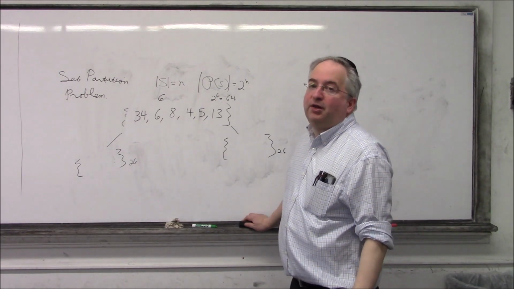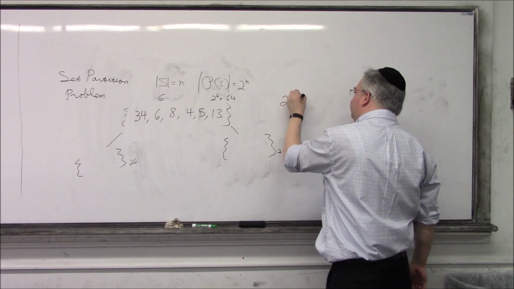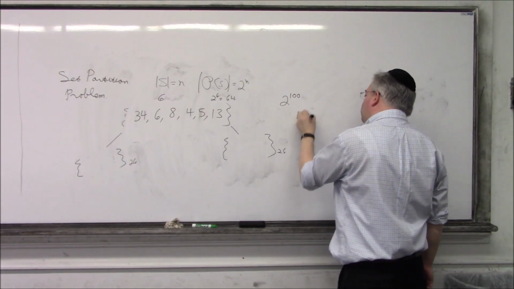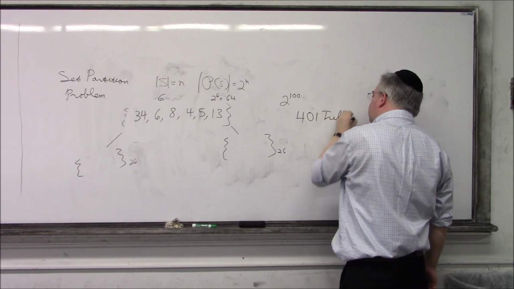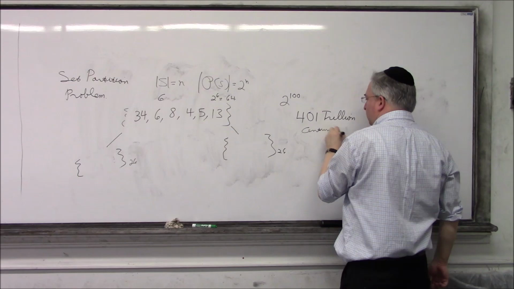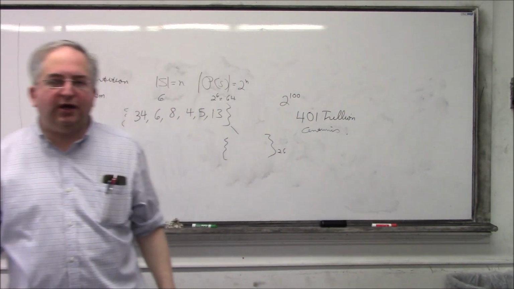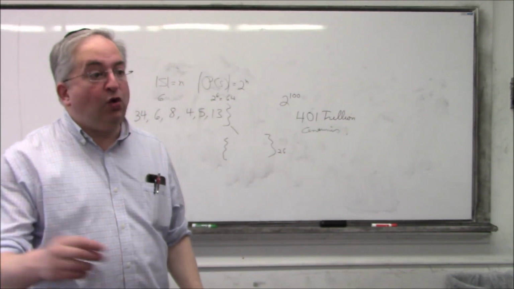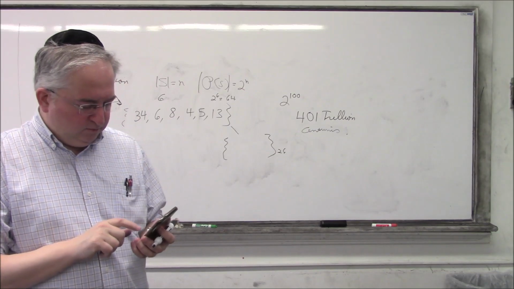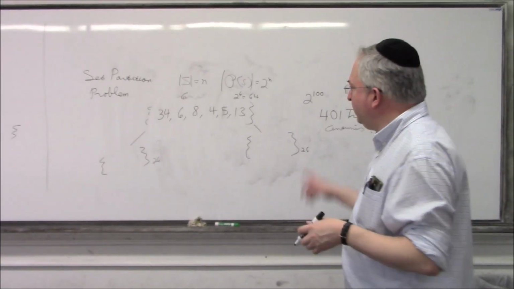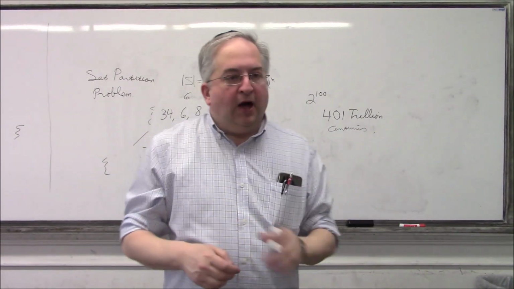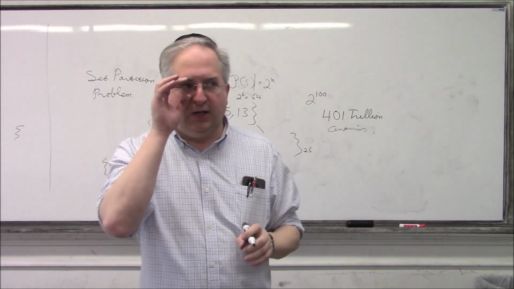Let's say I give you a set with 100 elements. How long will it take? So I can look at 2 to the 100. I worked it out in the book, and the answer is, ready? 401 trillion years. I'm sorry, centuries. Now 401 trillion centuries is not as bad as 2.9 times 10 to the 142 centuries, but it's still a long, long time. Essentially unanswerable.